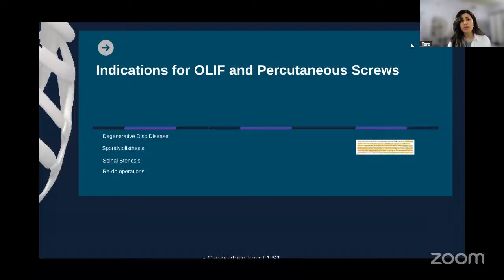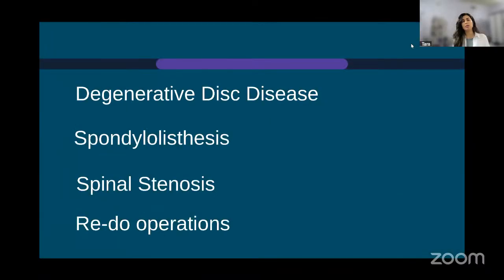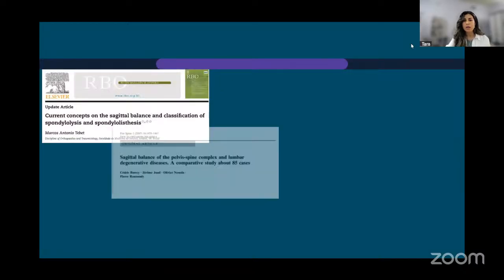What are the indications of OLIF? Degenerative disc diseases, spondylolisthesis, spinal stenosis, and redo operations. Patients with scar and adhesion might be good candidates for OLIF, since it avoids the adhesions in cases that need lumbar interbody fusion. Here, I will focus my presentation more on spondylolisthesis, since this may need more indirect decompression and sagittal correction.